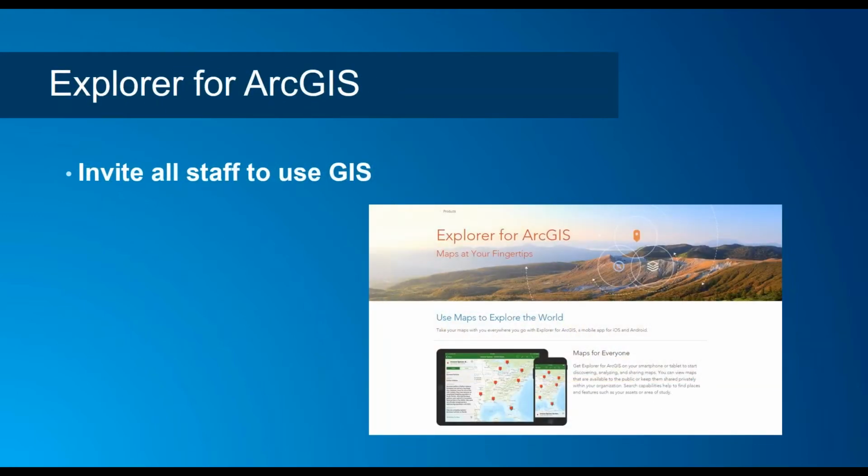Explorer for ArcGIS provides access to your maps everywhere you go using a mobile device. It allows you to search the map. It includes a markup tool, and you can communicate your ideas and share them with others using this markup tool. Explorer makes maps easily accessible to everyone that needs to see them. It provides updated information to teams that may not have GIS as part of their daily workflow.